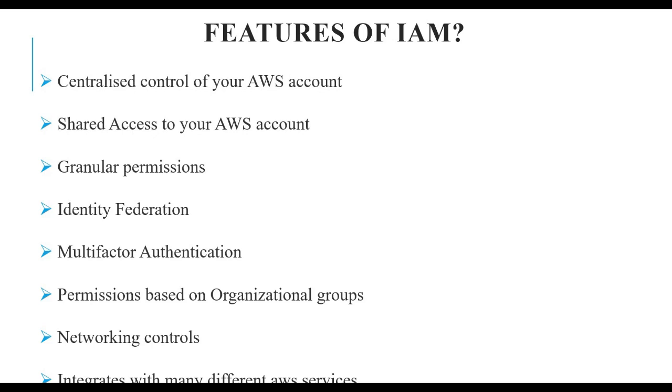Granular permission is used to set the permission that a user can use a particular service but not other services. The next is identity federation. Identity federation means we can use Facebook, Active Directory, LinkedIn, etc. So with IAM, the user can log into the AWS console with the same username and password as we log in with Active Directory, Facebook, etc.